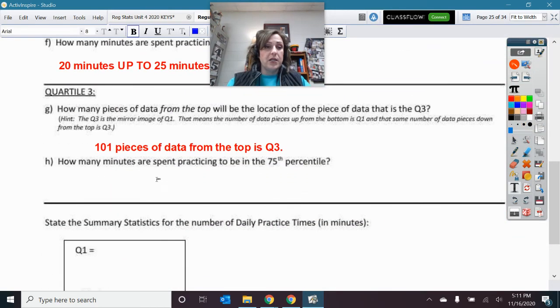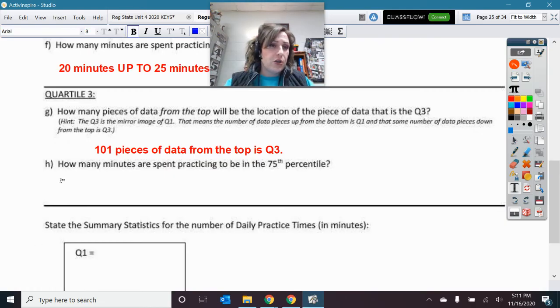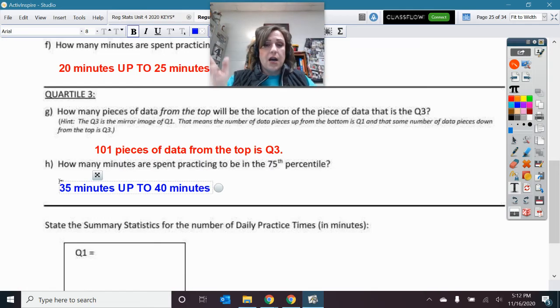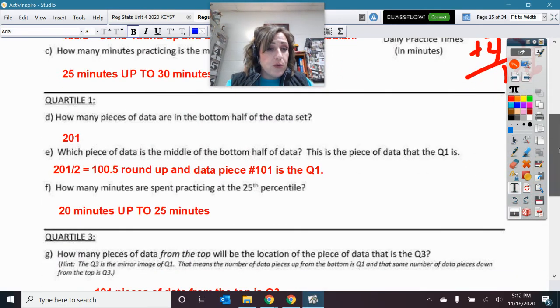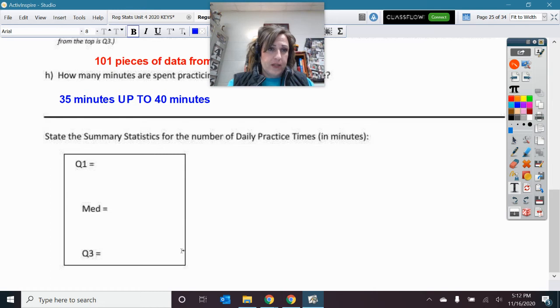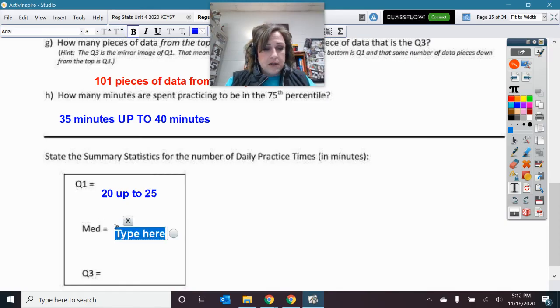So there we go. My Q3 was in, what did I say? 35 up to, but not including, 40. So 35 minutes up to, but not including, 40 minutes. All right, let's summarize it. What was our Q1? Our Q1 was 20 up to 25. What was our median? Our median, the first one, 25 up to 30. So the median is 25 up to 30 minutes.